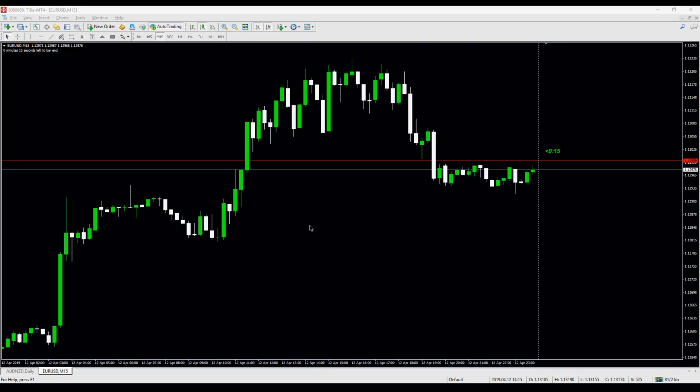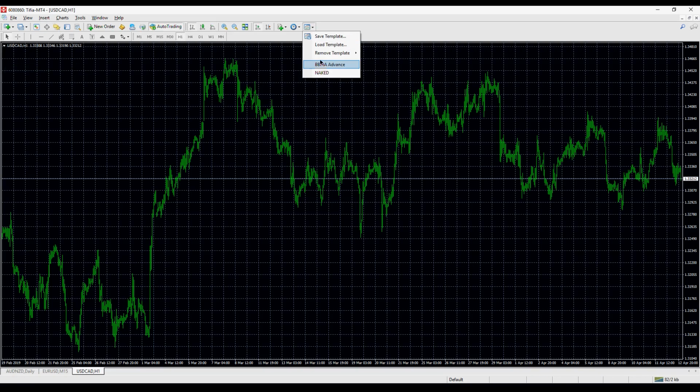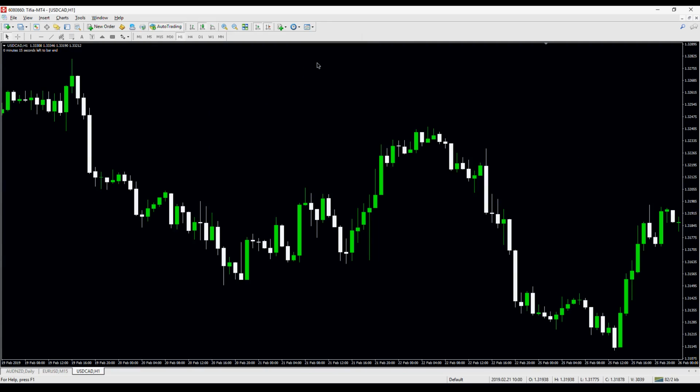Okay, so let's just go through some of the examples. Let's go through the engulfing setup.